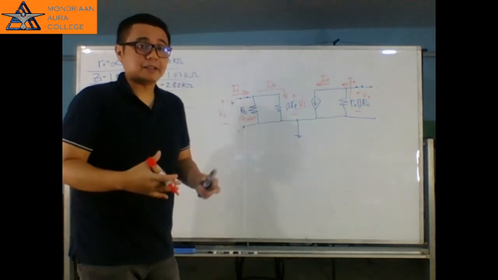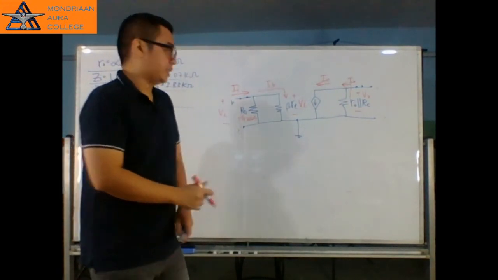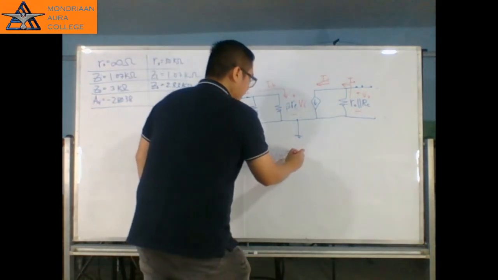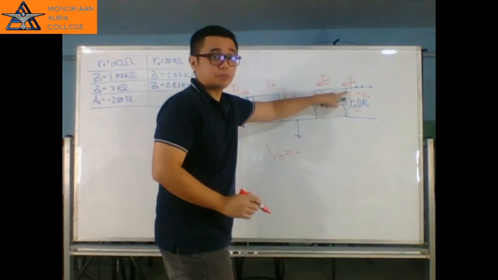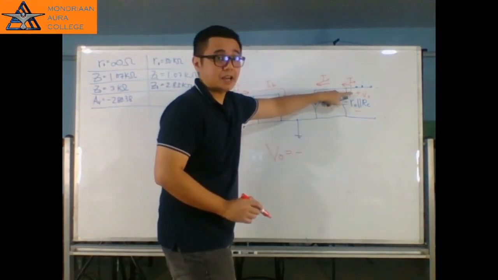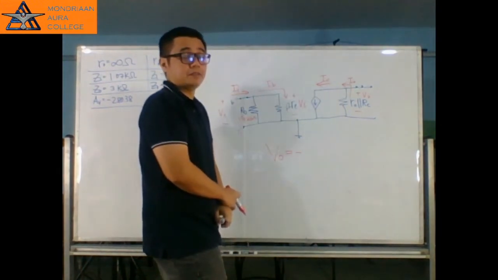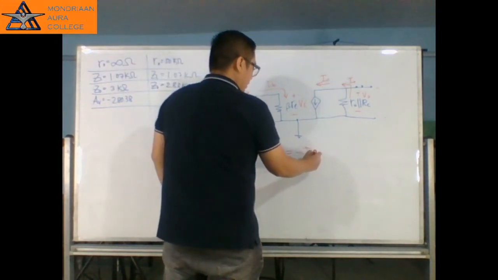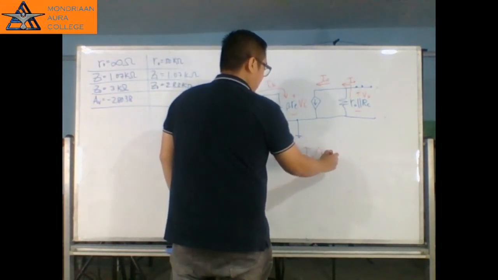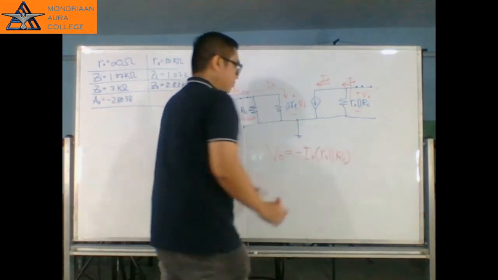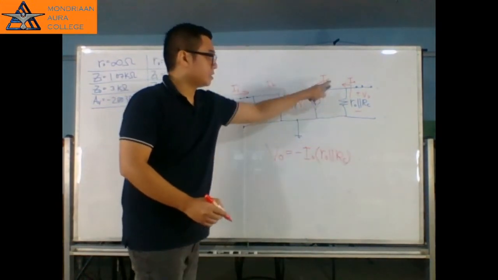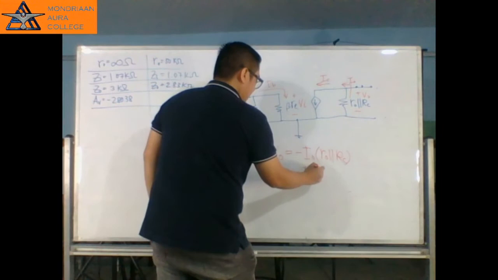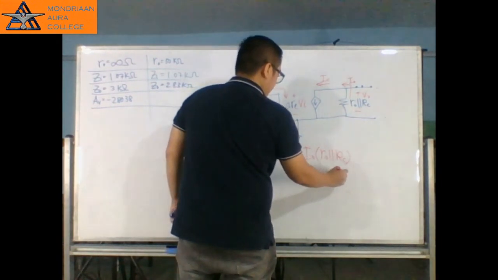So, i-define natin ngayon yung equation for the output voltage. We have the output voltage V sub O is equal to negative. Dahil yung output current ay lumabas sa positive polarity ng output voltage, maglalagay tayo ng negative sign doon. We have I sub O times the parallel combination of R sub O and R sub C. But again, ang ating output current is the same as I sub C. So this is equal to negative I sub C times the parallel combination of R sub O and R sub C.